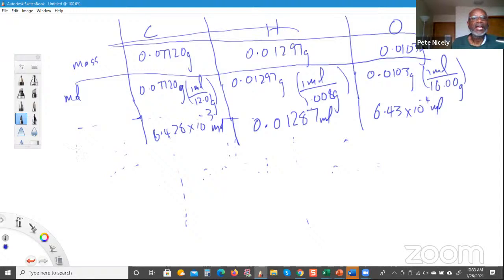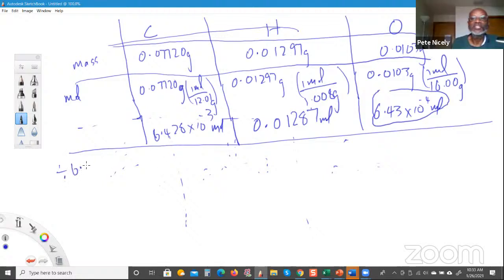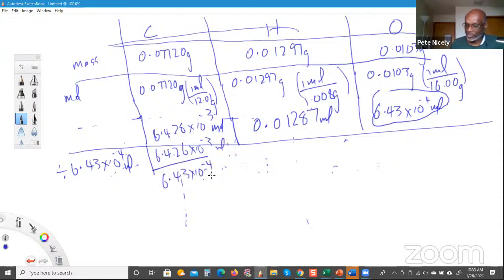All right, and then we divide by the lowest. Which one is the lowest? Looks like oxygen, this one right here. So we're going to divide right through by 6.43 times 10 to the minus 4 moles. When we do that for 6.428 times 10 to the minus 3 moles by 6.43 times 10 to the minus 4 moles, let me do that here.